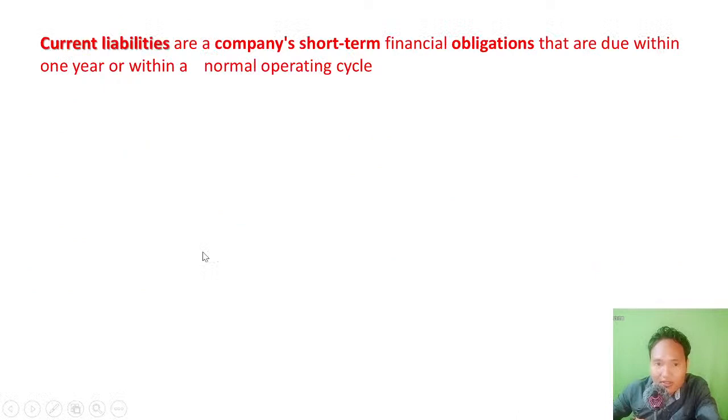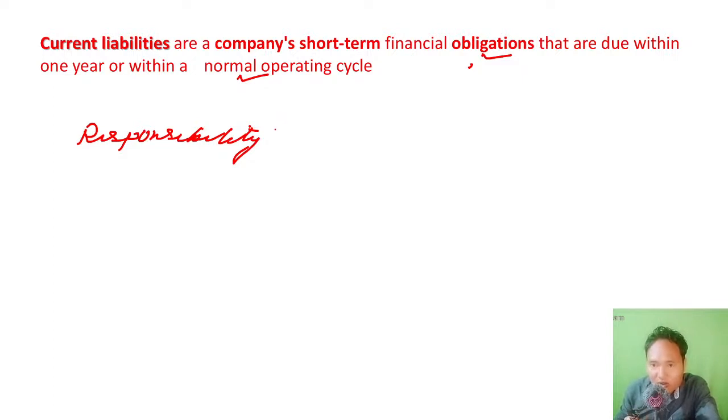Now let us discuss current liabilities. What do you mean by current liabilities? Current liabilities are a company's short-term financial obligations. This word is very important, that are due within 1 year or within a normal operating cycle. Now what do you mean by obligations? Obligations means the responsibility.